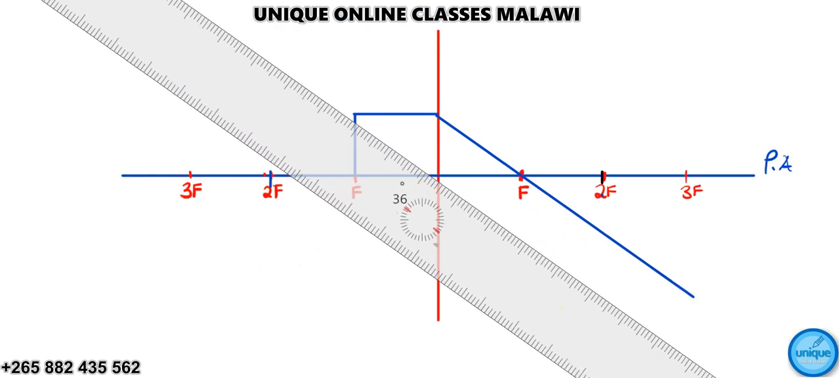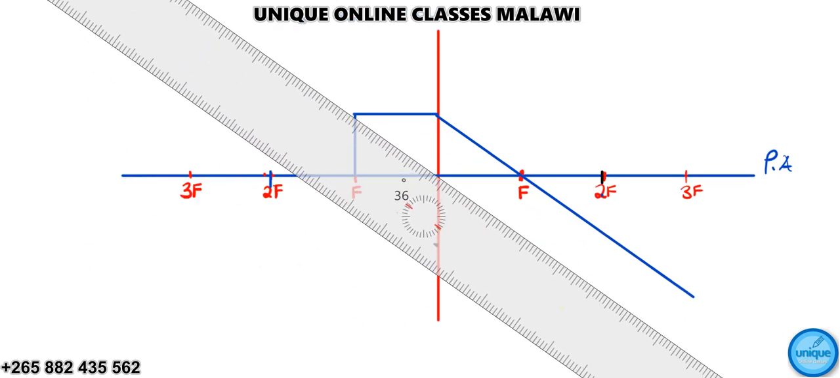The central ray passes through the optical center. So let me take another color, black. Let's see if these lines can meet. You see, these lines no longer meet.